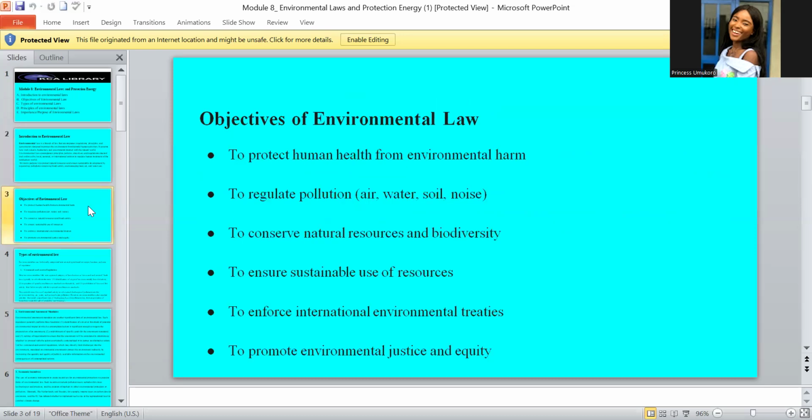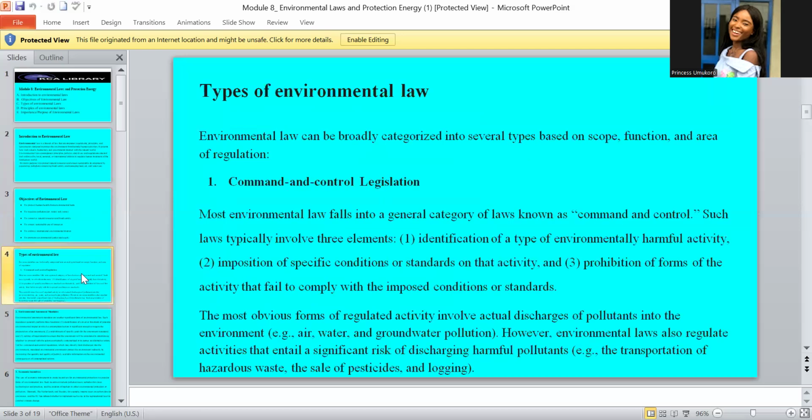So we'll look at the objectives of environmental law. One, to protect human health from environmental harm. Two, to regulate pollution: air, water, soil, and noise. Three, to conserve natural resources and biodiversity, to ensure sustainable use of resources, to enforce international environmental treaties, and to promote environmental justice and equity.